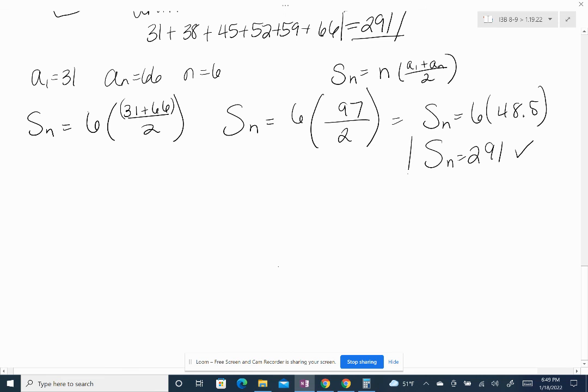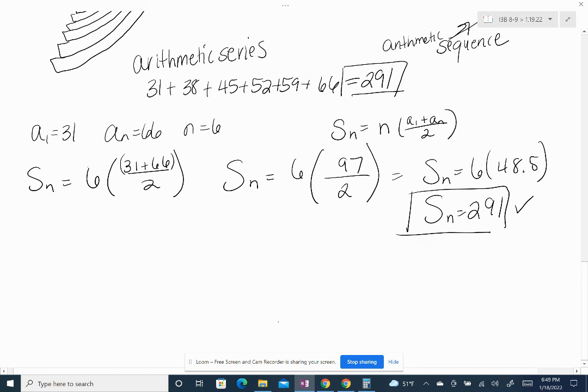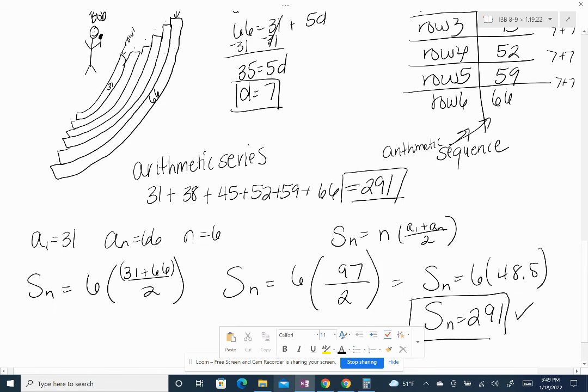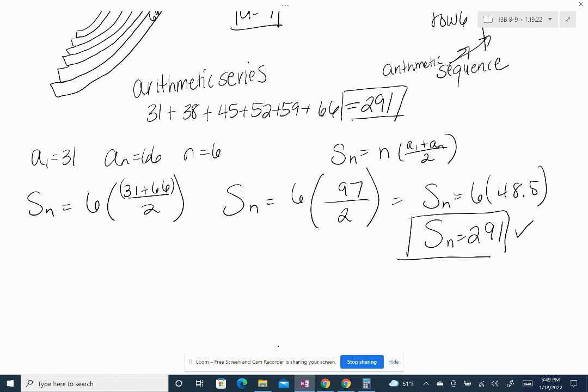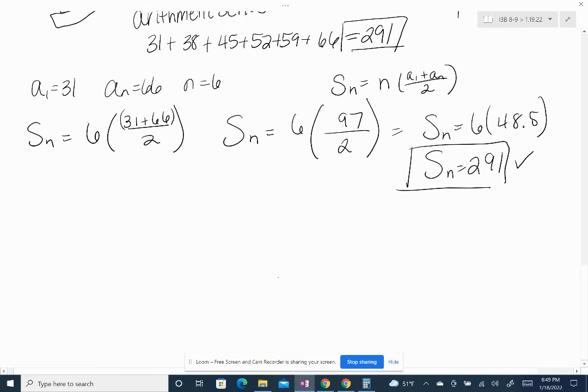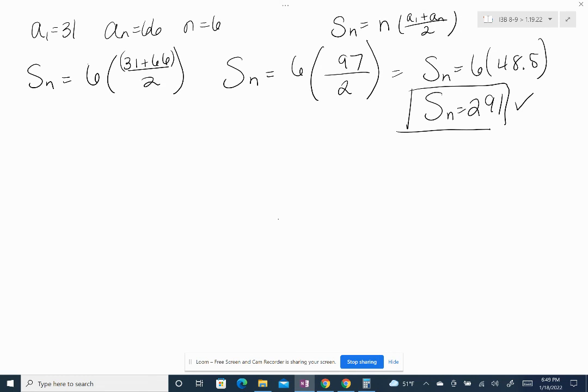291, and that matches. Way less steps. We literally had one formula. That's just simplification right there versus all of these steps. First, I had to find d, then I had to find all of the numbers in the sequence, and then I had to add them together. Like I said before, 6 numbers adding up is really easy. When you're adding up in the hundreds, you're in a whole different ball game.